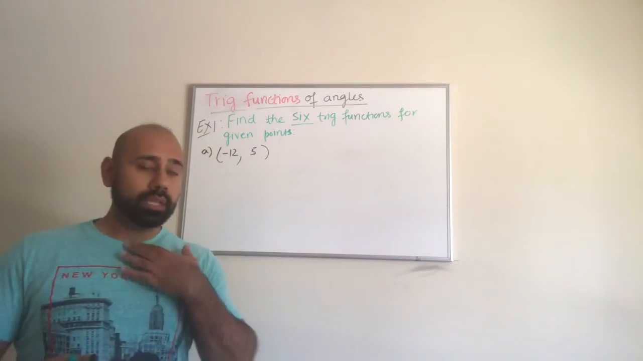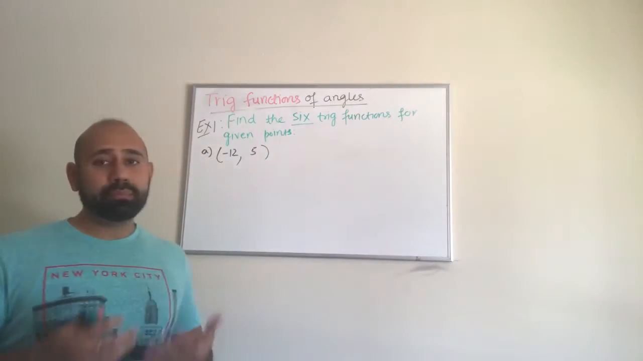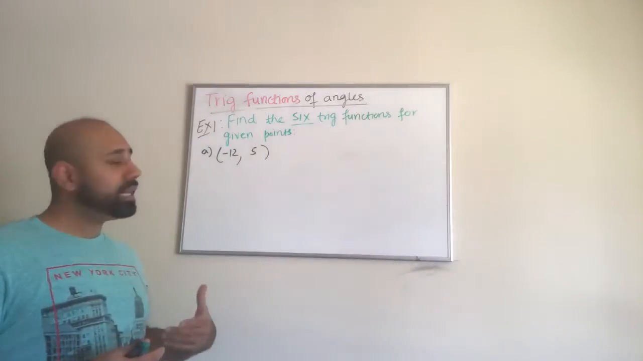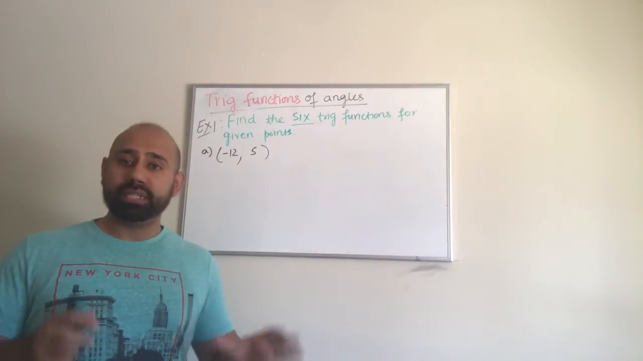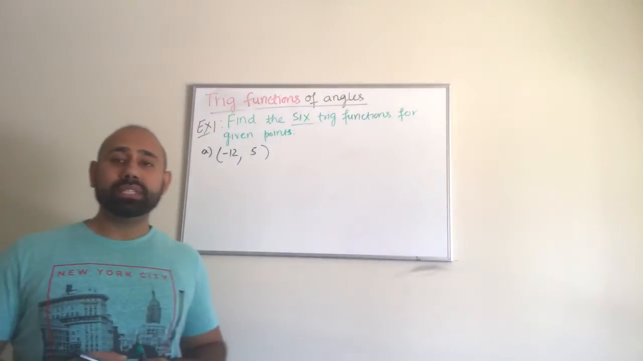In this video I'm going to show you some examples. So guys, let us start with the first example. We want to find the 6 trig functions for a given point. I'm going to start with part A, and then I'm also going to show you part B in the same example in the same video. So let us start with part A, where the point given to us is -12 and 5.